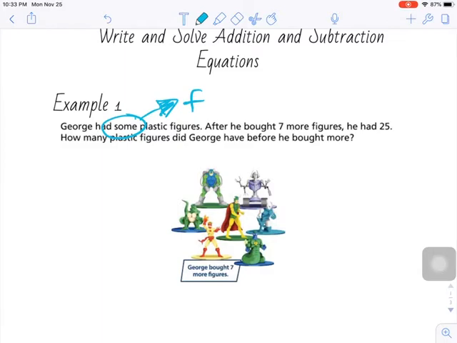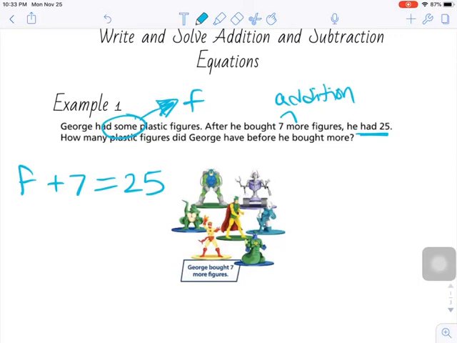So we have F, some amount of figurines. And then he bought 7 more. We're thinking about what operation 7 more would be, and that's going to be addition. So we can say F plus 7, and after that 7 more, we know he has 25. So I can put my equal sign, equals 25. What this sentence is saying is that he had some amount, then he bought 7 more, and together those equal 25.